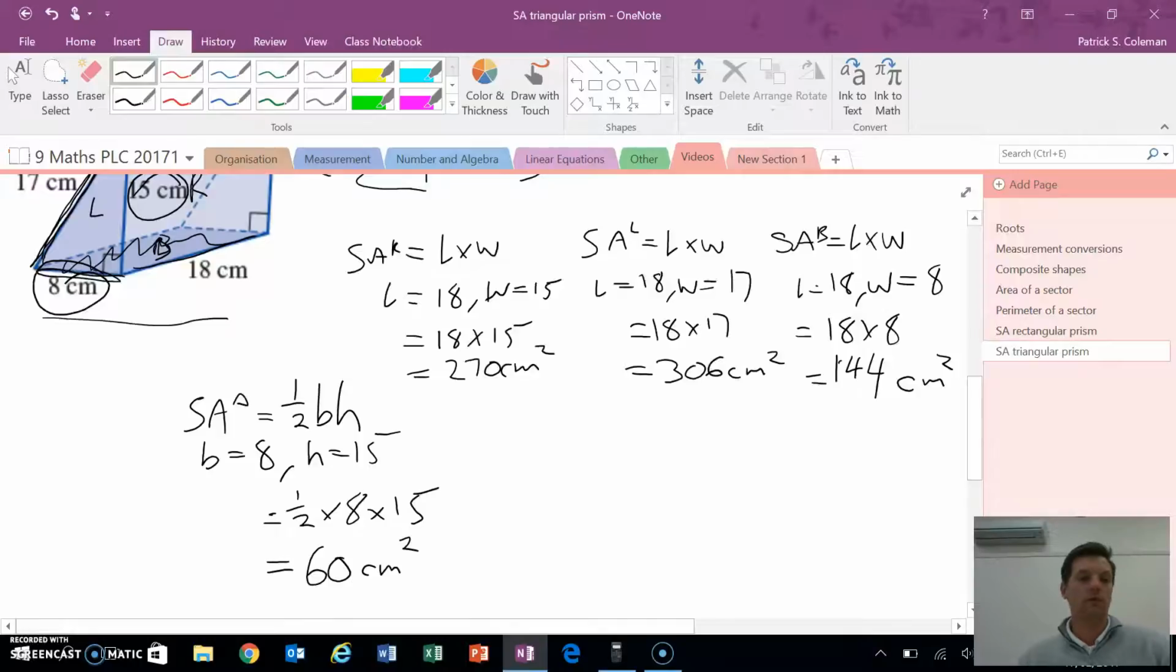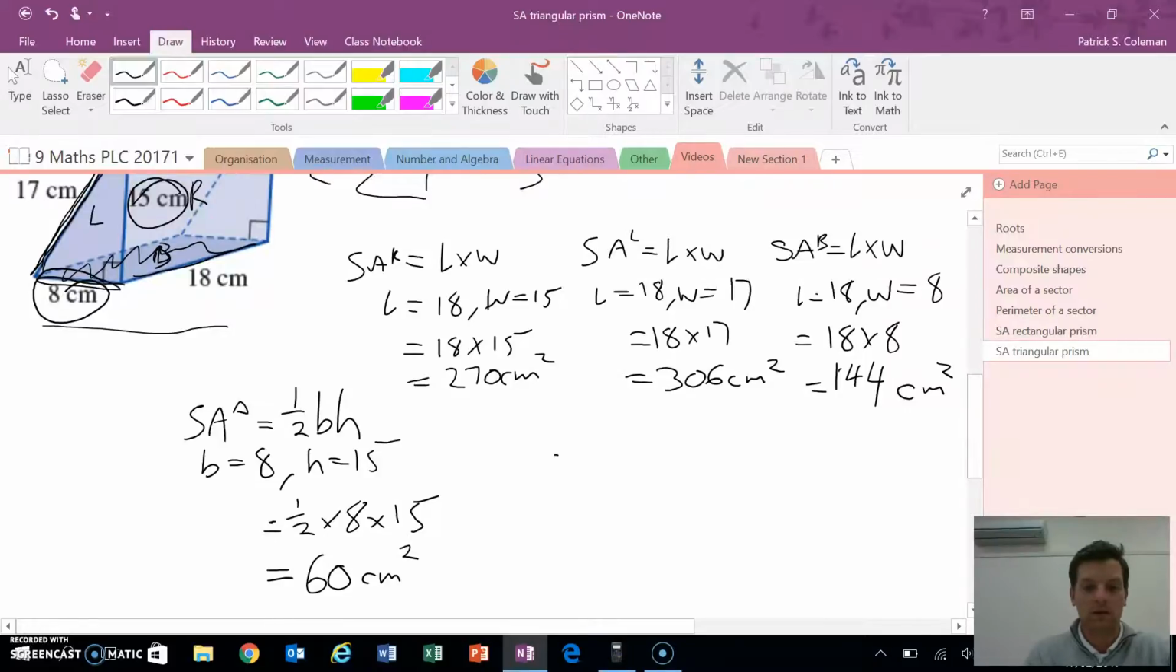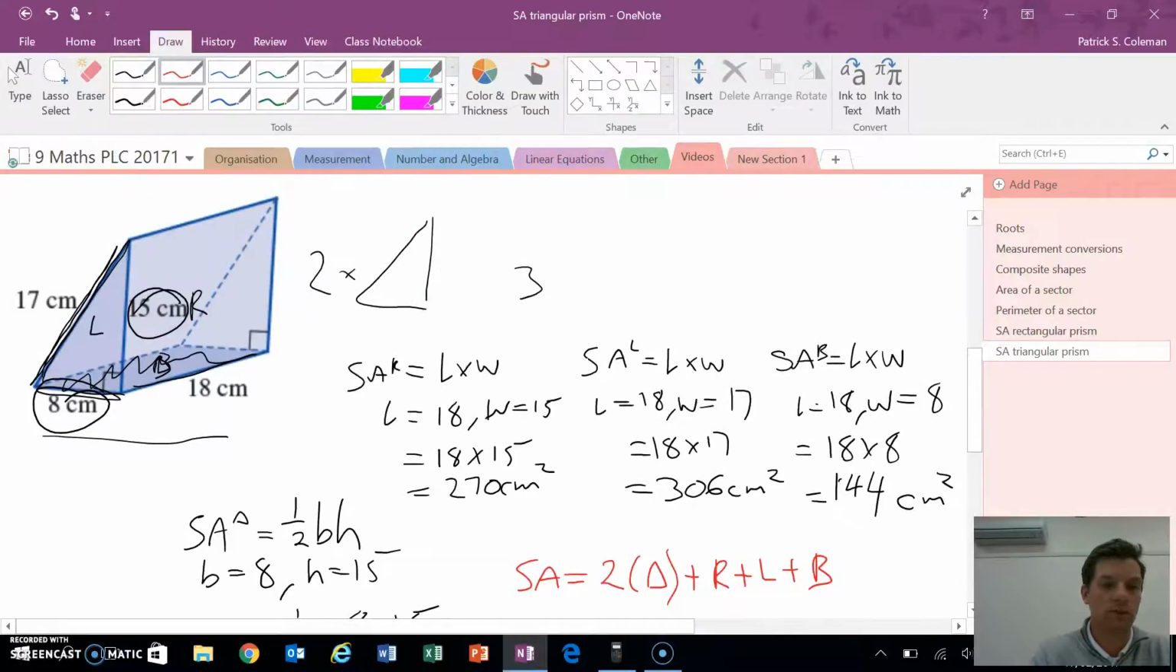Okay, so now we've found the area of each individual component part. We need to put them all together. So our total surface area, actually let's do this in a different colour so we can see it. We'll pop it in red. Our total surface area is going to be 2 times triangles plus R plus L plus bottom. Just to refresh what we're doing there, in our prism we've got 2 triangles which are the same. This is what we spoke about here. So we're going to have the triangle area that we found times by 2, and then add the area of the right, the area of the left, and the area of the bottom rectangle.